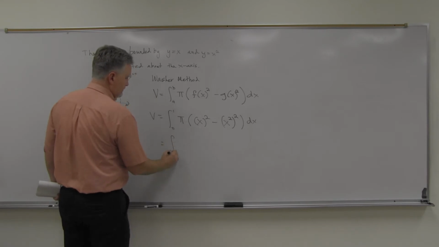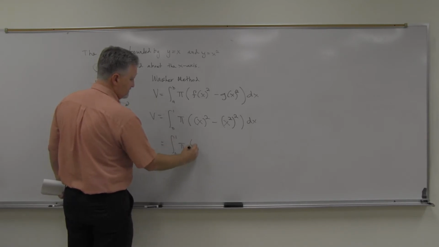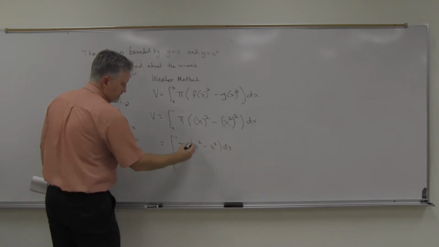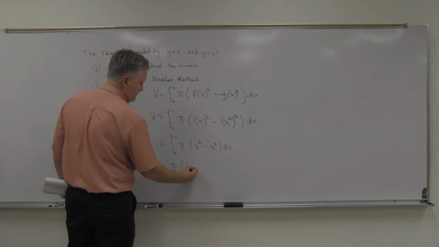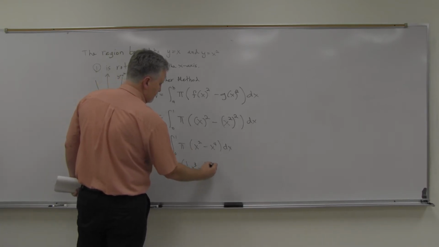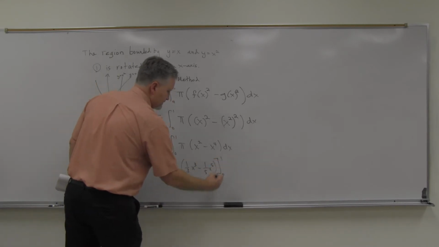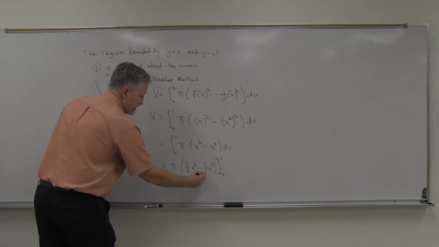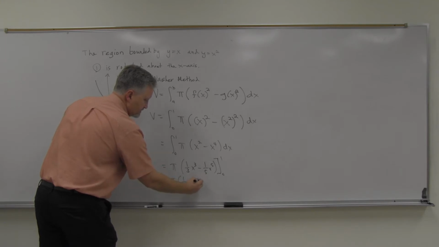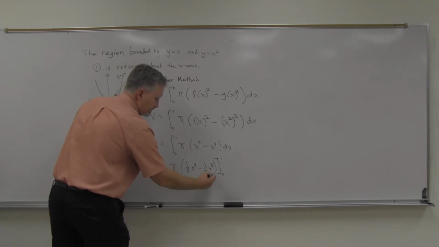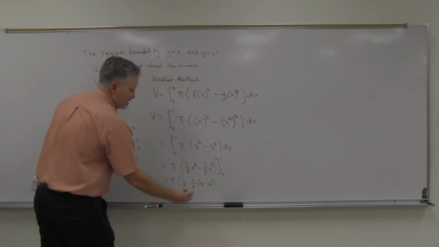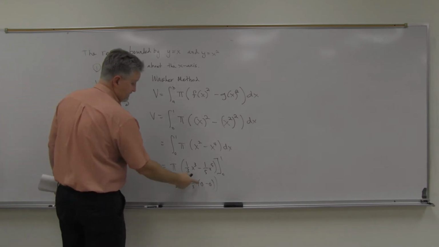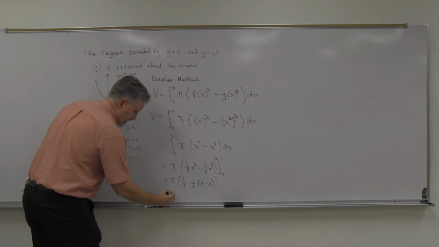All right, so let's go ahead and evaluate this: x squared minus x to the fourth. Simple little antiderivatives: 1/3 x cubed minus 1/5 x to the fifth. Evaluate that from 0 to 1. So we've got pi times, plug in the 1, you get 1/3. Plug in the 1 here, so minus 1/5. And then of course zeros, plug in the 0 and you get zeros. So you basically have 1/3 minus 1/5, which is 5/15 minus 3/15. It's 2/15 times pi.